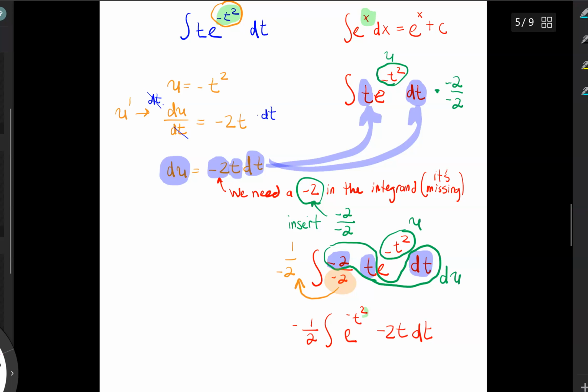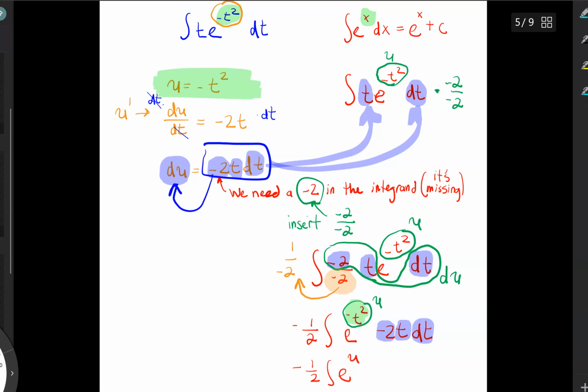So now my exponent is going to become my u, because remember u is just the exponent up there. So this is my u now. So I'll have -1/2 e to the u. And then the -2, the t, and the dt, that's what I needed to get a du. To get a du, I needed a -2, I needed a t, and I needed a dt. So all of this is going to be my du. So all of that is just going to swap out for my du, and see how it fits my rule exactly now?